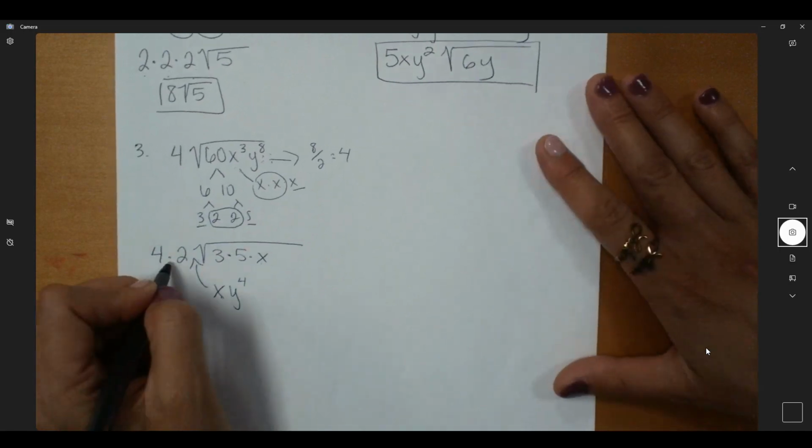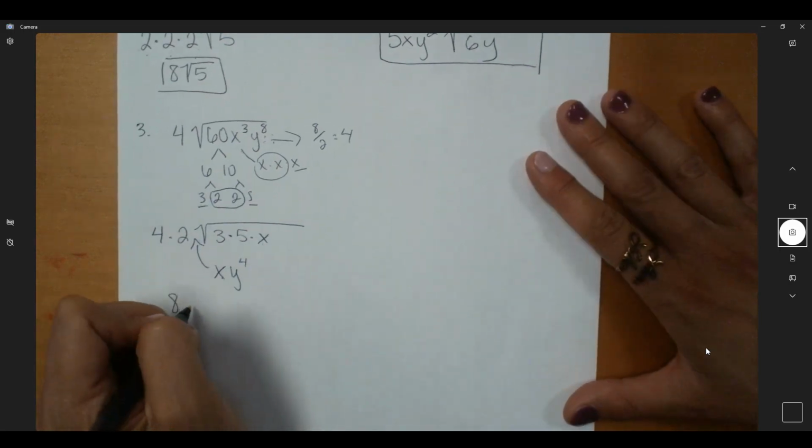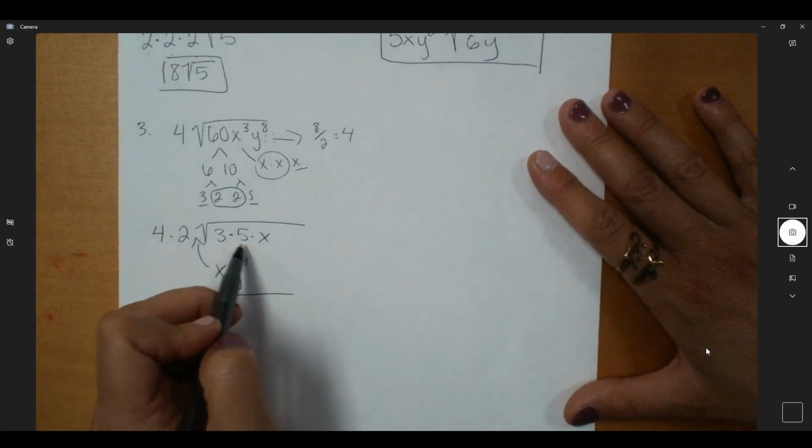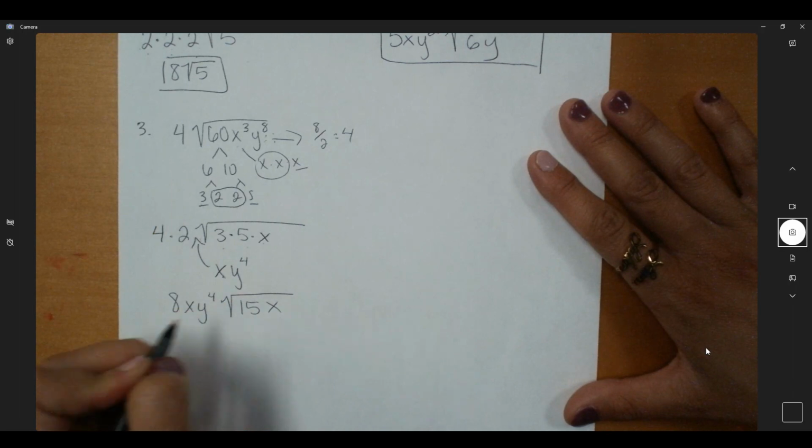So let me rewrite this. So that's going to be 8x y to the 4th power. And then on the inside, 3 times 5 is 15x.